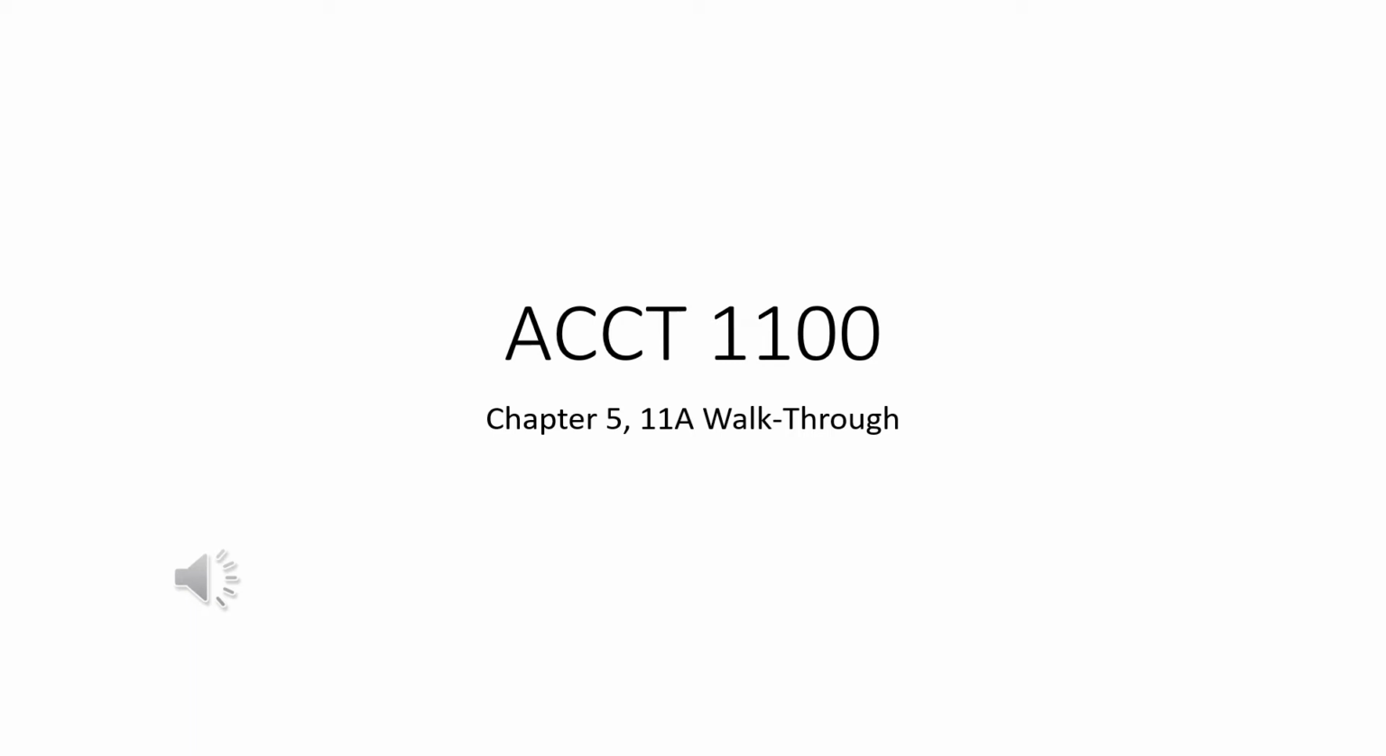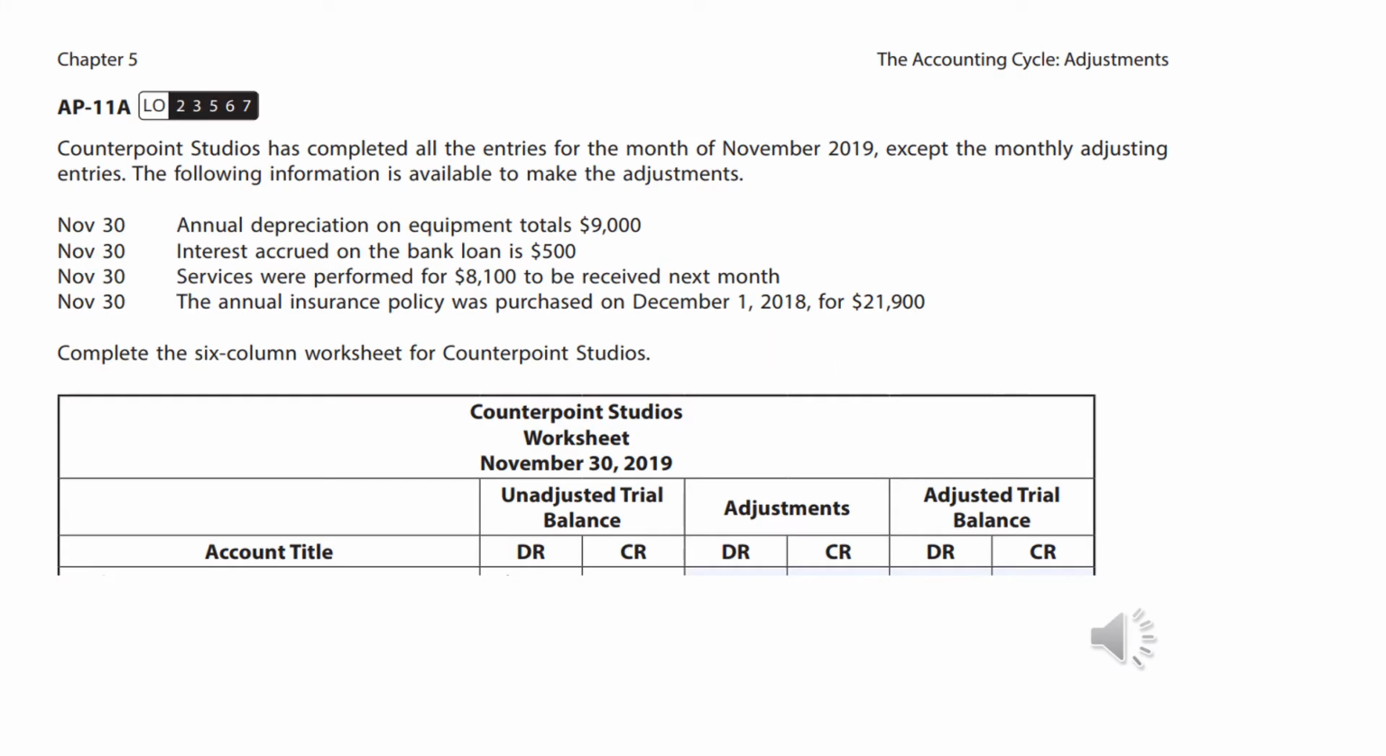All right, so here we are, Chapter 5, Question 11a. This question talks about a company called Counterpoint Studios that has completed all the entries for the month of November 2019 except monthly adjusting entries, providing 4 different entries that we'll walk through in this question. And as we do so, we need to complete the 6-column worksheet for this organization.